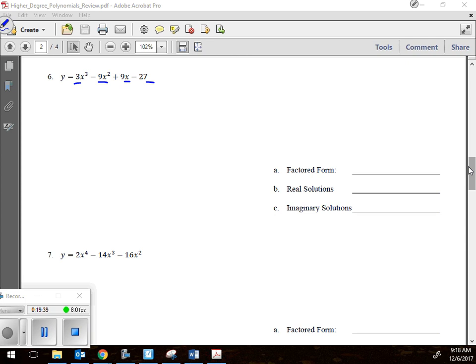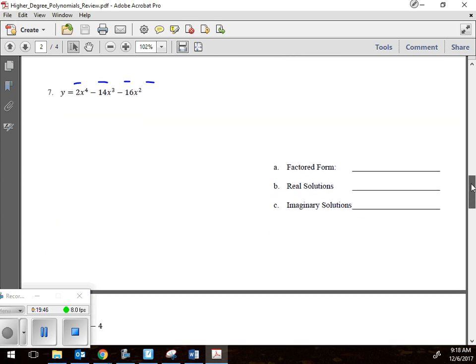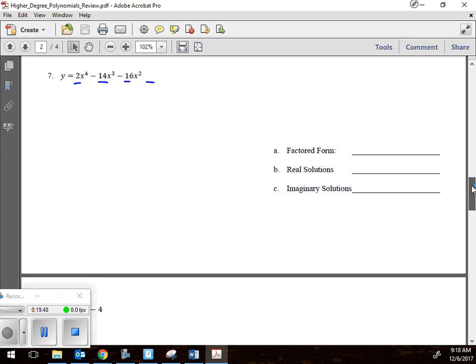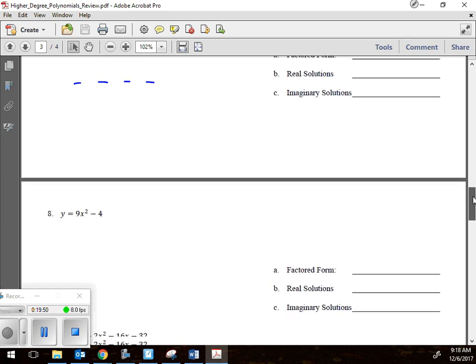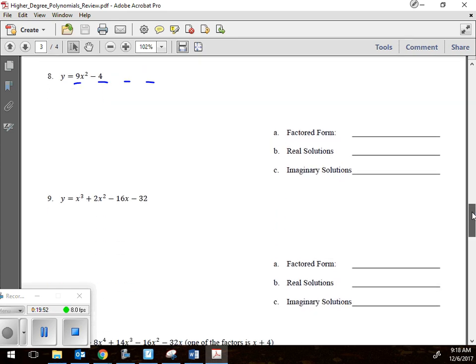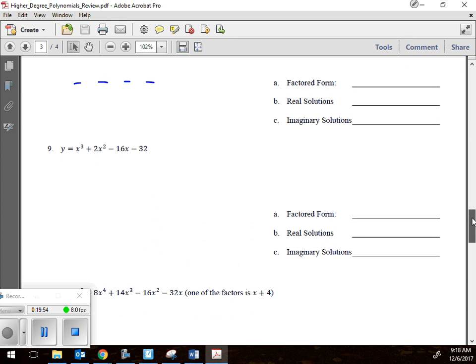All right. One thing I encourage you to do is, oh, look at number 7. It's got x squared in everything. All right. Definitely do that factor it at the beginning thing. Like factor something out of everything.